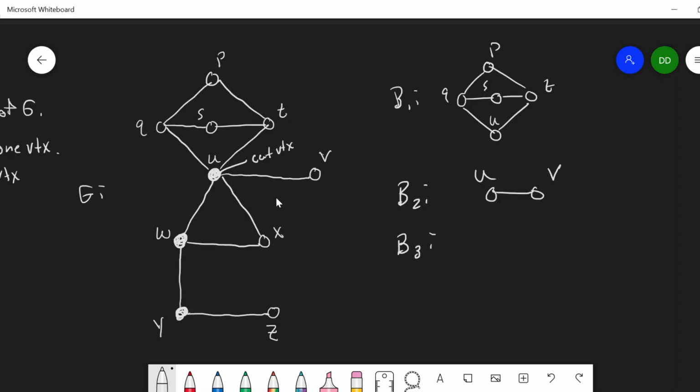All right, now we maybe have to think a little bit harder here for this vertex X.